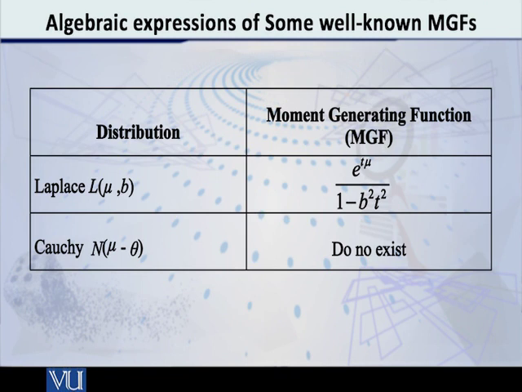Last but not the least, for this description that I'm giving you of various MGFs of well-known distributions, let us consider the Cauchy distribution. Well, my dear students, it turns out that for the Cauchy distribution, the MGF does not exist. So this is the story of MGFs of well-known distributions.